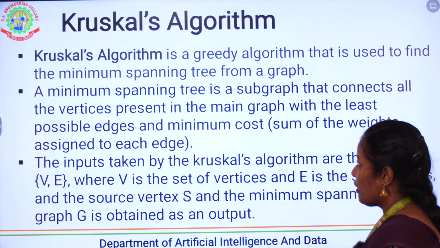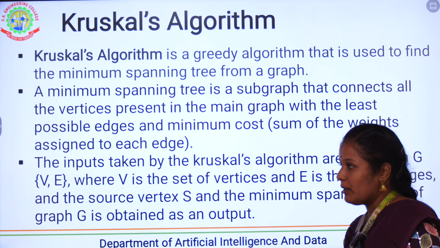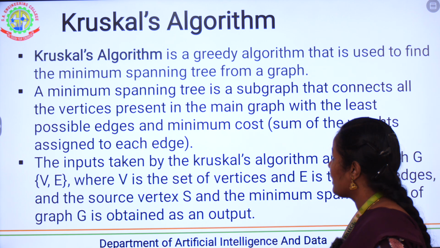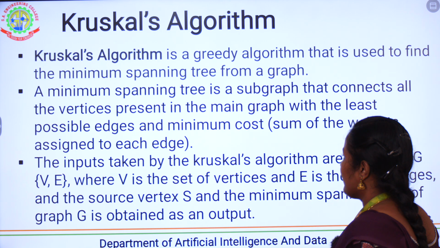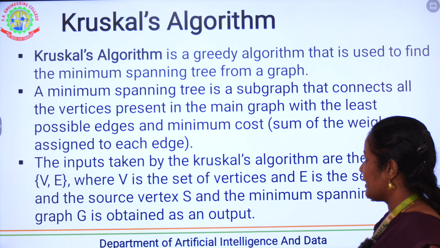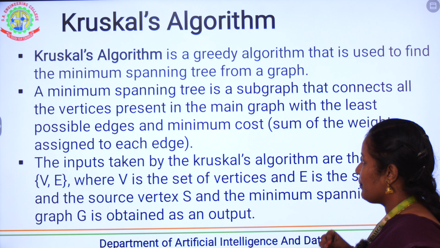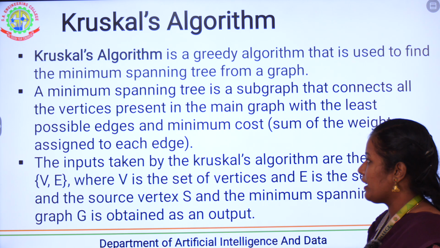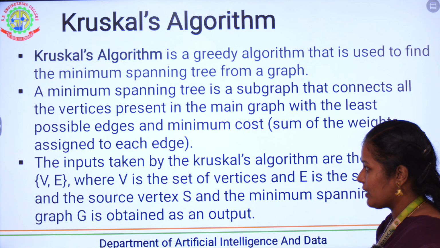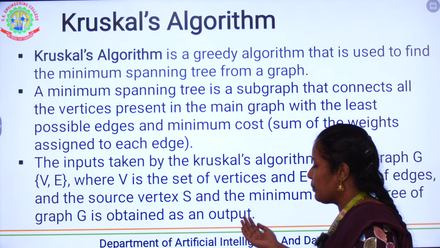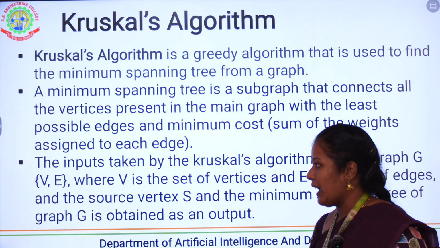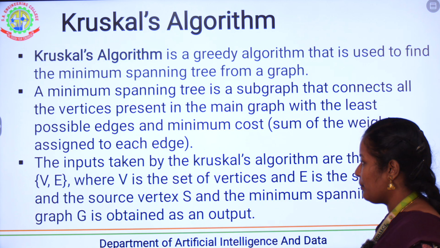Next, the crucial algorithm. The crucial algorithm is a greedy algorithm used for a minimum spanning tree, and the minimum spanning tree means a subgraph that connects the vertices with all the edges. The main goal is to find the sum of the weights assigned to the edges. The next point is the input taken by the crucial algorithm: G is equal to V and E. V means vertices, E means edges.